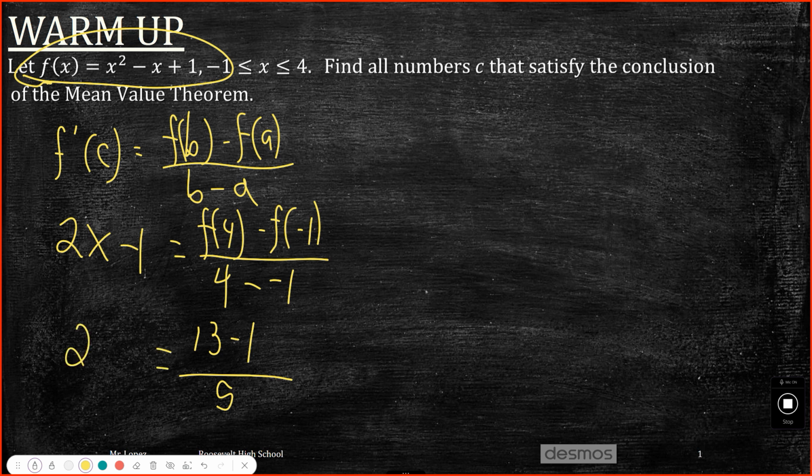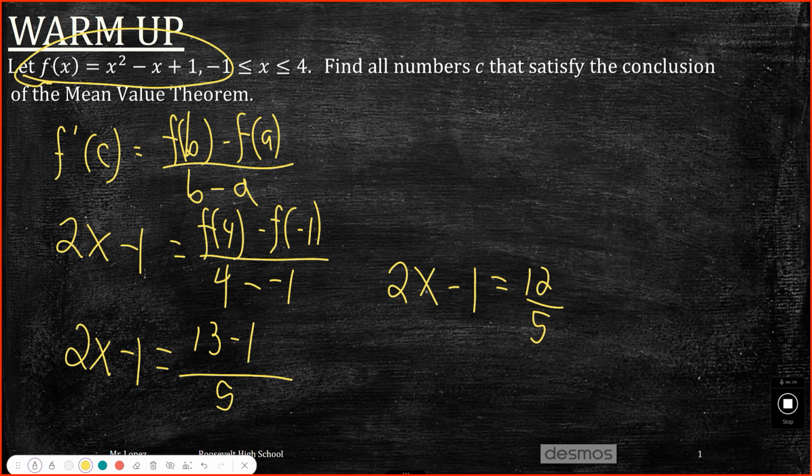And here we got 2x minus 1. So that's going to be what? 12 over 5. 2x minus 1 equals 12 over 5. Really? Any mistakes anywhere?